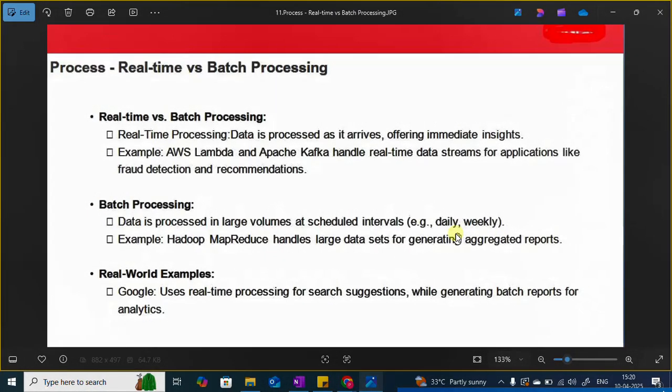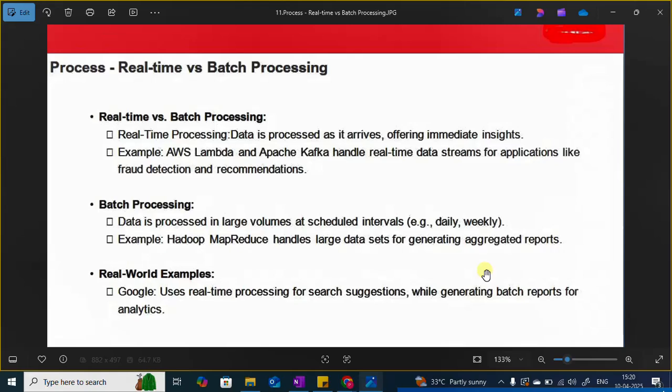Now, you can see real-time versus batch processing. In real-time processing, data is processed as it arrives, offering immediate insight. For example, AWS Lambda and Apache Kafka handle real-time data streaming for applications like fraud detection and recommendation. Coming to batch processing, data is processed in large volumes at scheduled intervals, for example daily, weekly, and so on. For example, Hadoop MapReduce handles large data sets for generating aggregated reports.